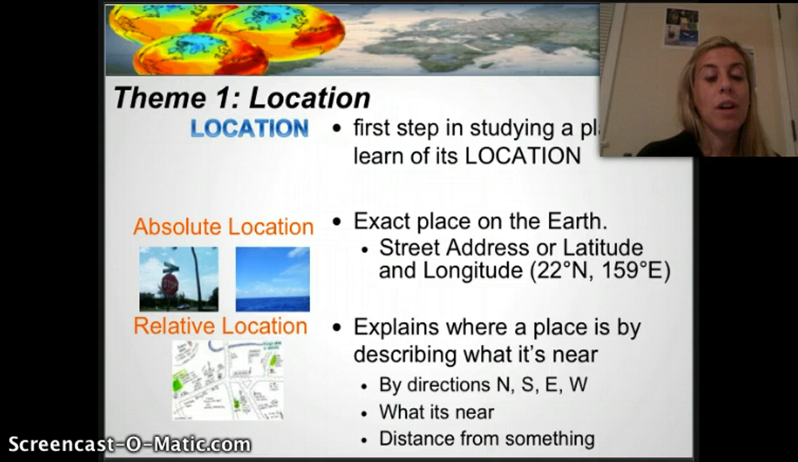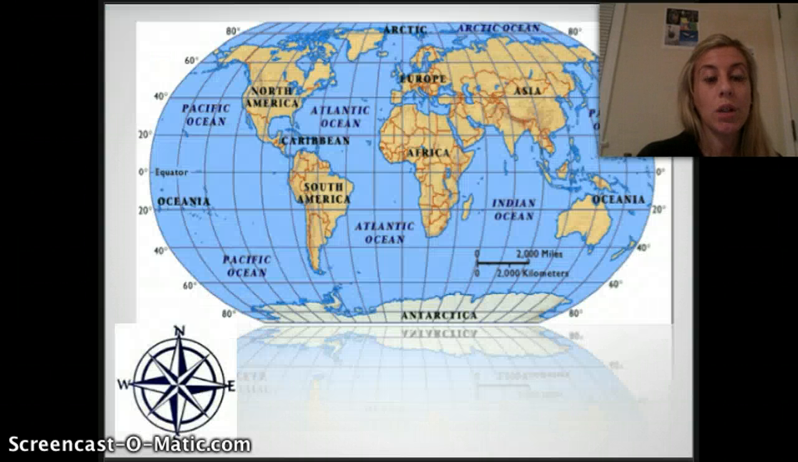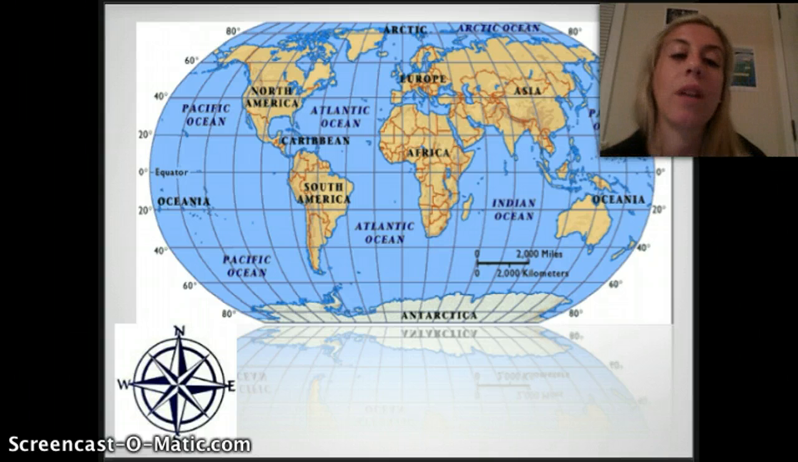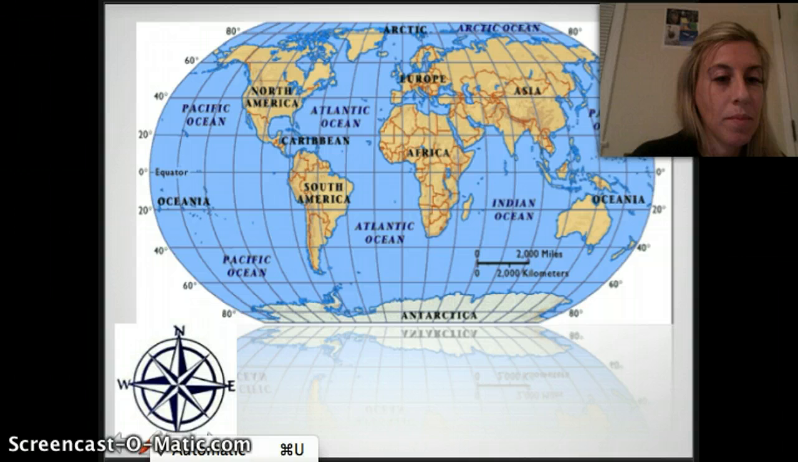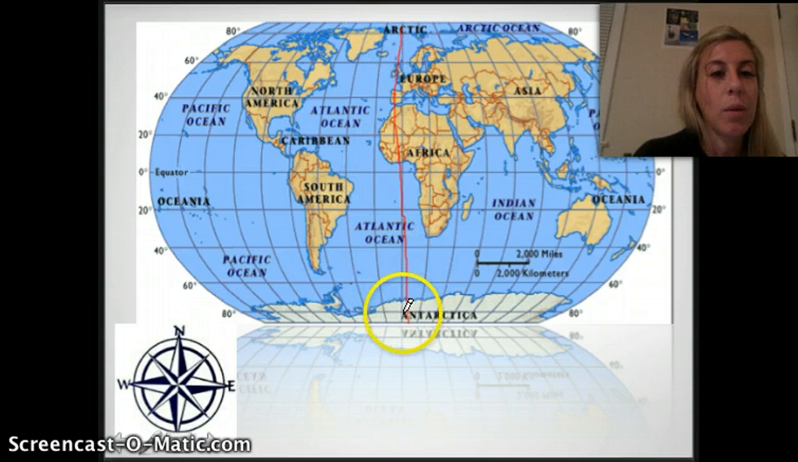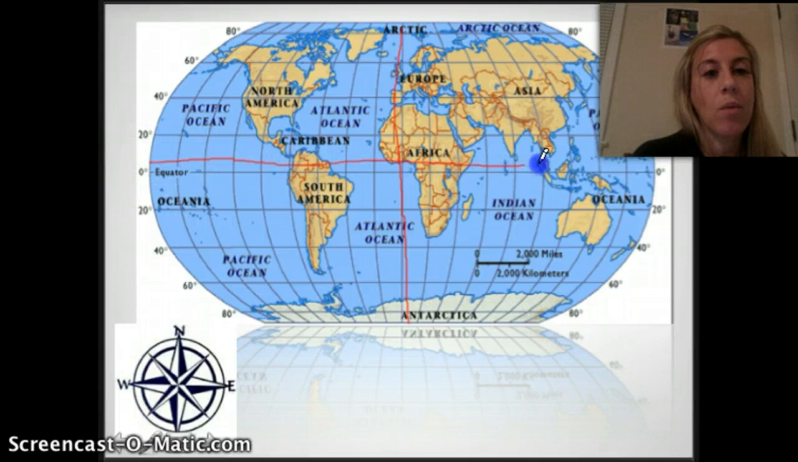Okay. Latitude and longitude are some very important terms that we are going to be using frequently. So let's talk a little bit more about them. So this is a map of the globe, and it shows the lines of latitude and longitude. Okay, so lines of longitude, if I can get my pen working here, go from north to south. So they run long down the globe. Lines of latitude run east and west. So they go across the globe.